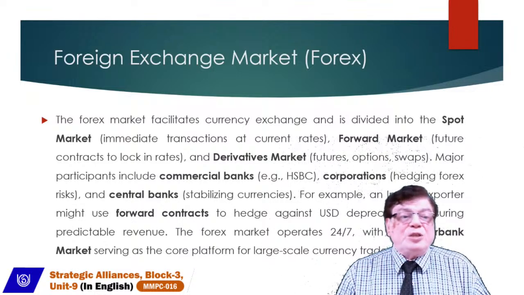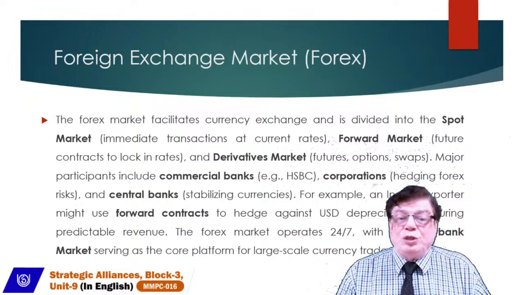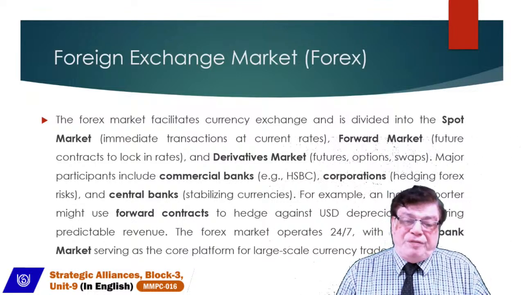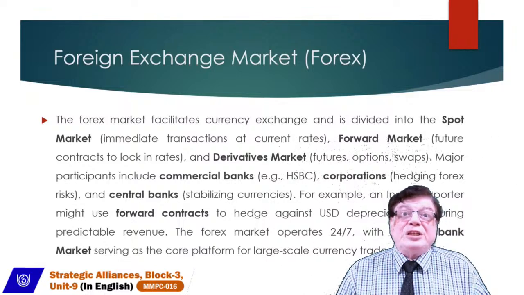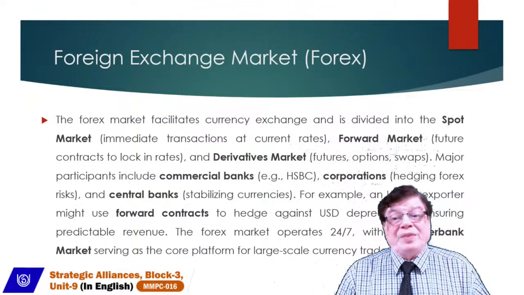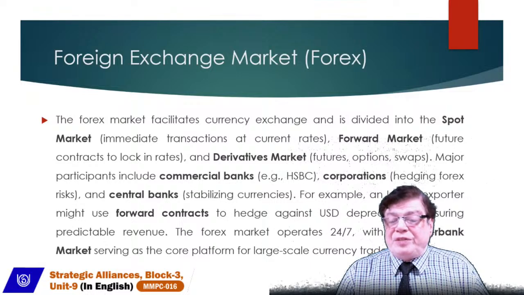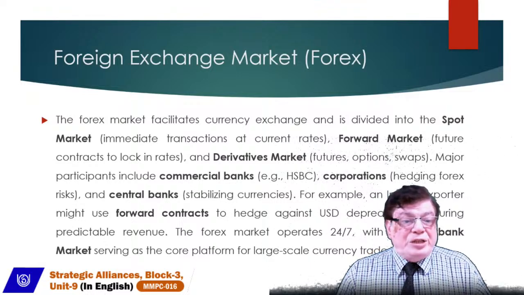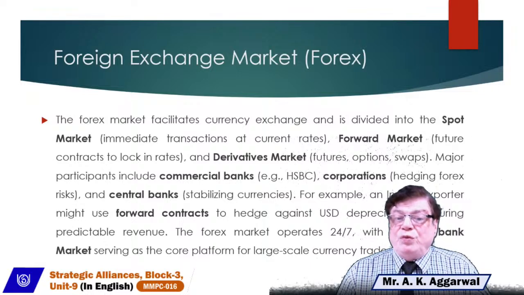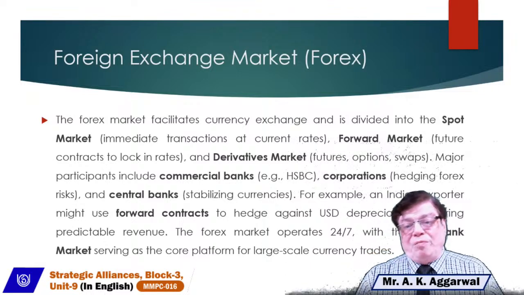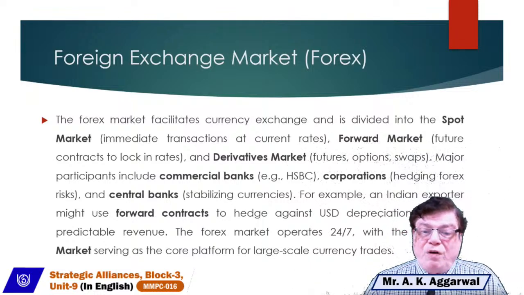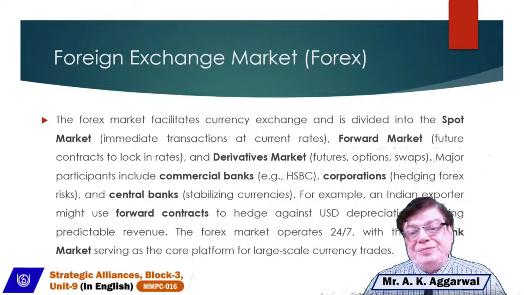For example, an Indian exporter might use a forward contract to hedge against US dollar depreciation. So he will fix the rate right now for the transaction which is going to take place after 6 months, so that if the US dollar is depreciated, he may not lose money. Ensuring predictable revenue. The forex market operates 24/7 with the interbank market serving as the core platform for large scale currency trades.